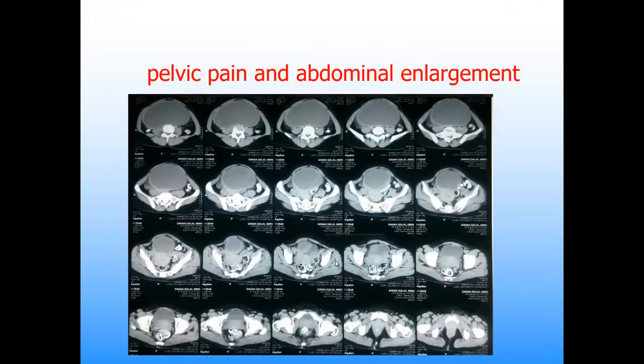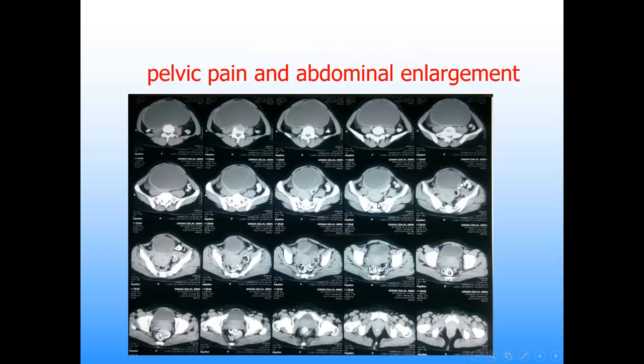Pelvic pain and abdominal enlargement. This case was pelvic pain and abdominal enlargement. CT was requested, but CT here is not the modality of choice. Why? Because we didn't characterize. But from these cuts, I see that the uterus here is clawing around this lesion. There is a claw sign. So I suspect that this is a degenerated subserous fibroid. But it is difficult from CT.